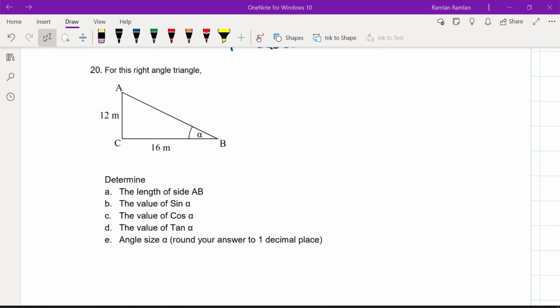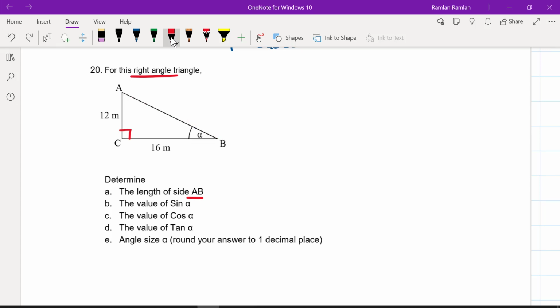Okay, so number 20, for this right angle triangle, determine the length of side AB, and find sine alpha, cosine alpha, tangent alpha, and the angle size of alpha. For this one, it said that it is a right angle. So the right angle makes the most sense over here, right? So just put that right angle over here. The first thing that we need to find is the length of side AB, this one over here, right? So we can use the Pythagoras formula.